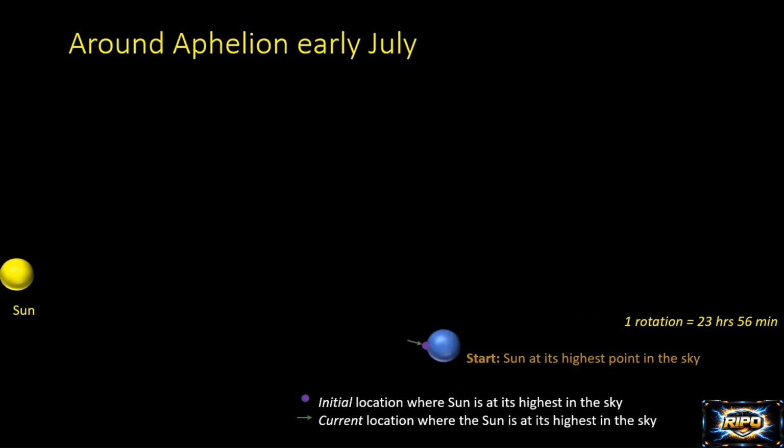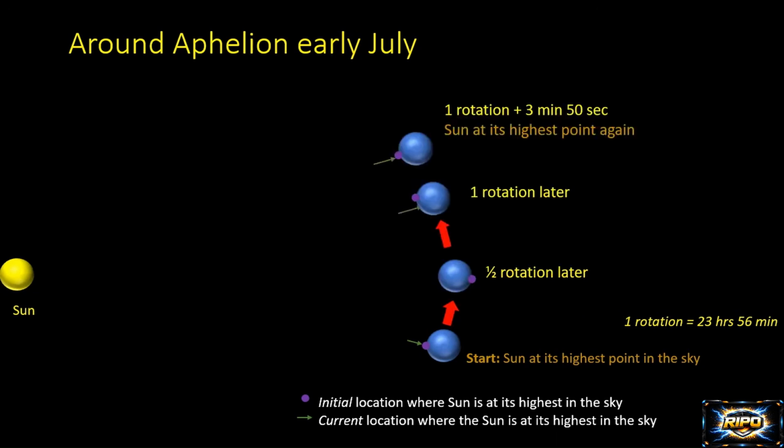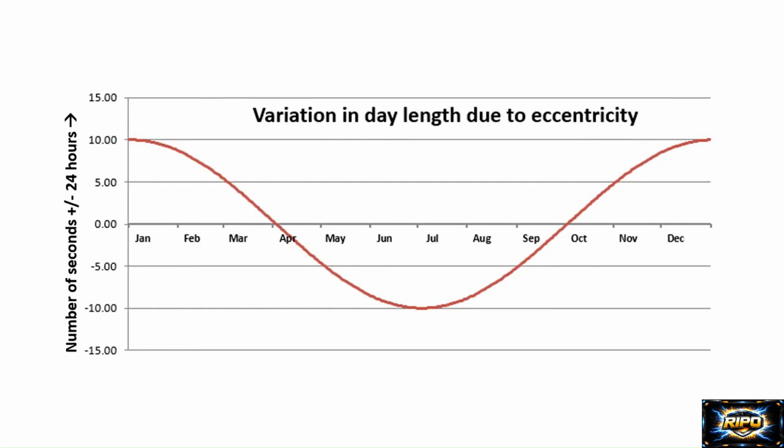In early July, when the Earth is moving at its slowest in its orbit, it takes slightly less time than one rotation plus 4 minutes for the Sun to be at the highest point in the sky on the following day. So this means that the solar day is slightly shorter than 24 hours. The graph here shows the variation in the length of the solar day if the eccentricity of the Earth's orbit were the only factor.